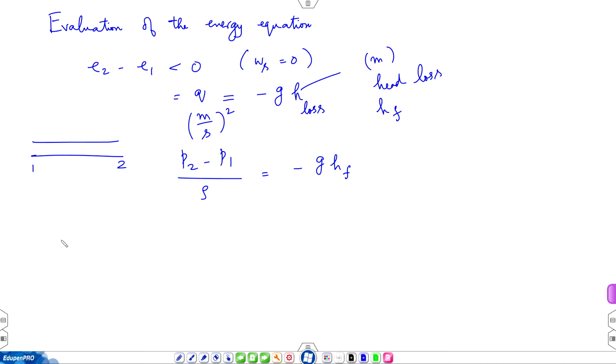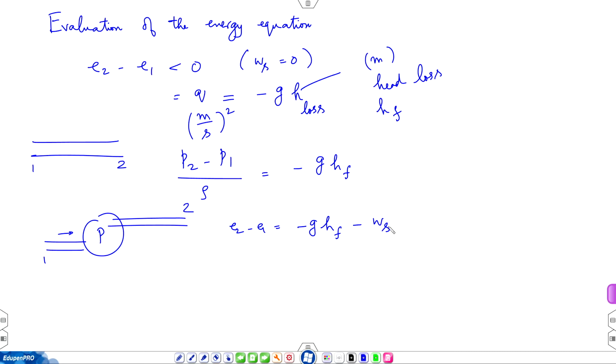Let us look at this problem. This flow is from 1 to 2 and this is a pump. So, you will have E2 minus E1 equal to minus g HF minus w s. This w is lowercase w. Okay.